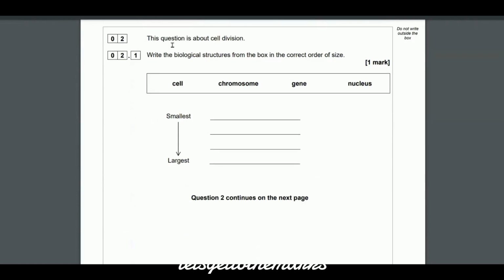This question is about cell division. Question 2. Write the biological structures from the box in the correct order of size. Worth 1 mark. Pause the video. Have a go.